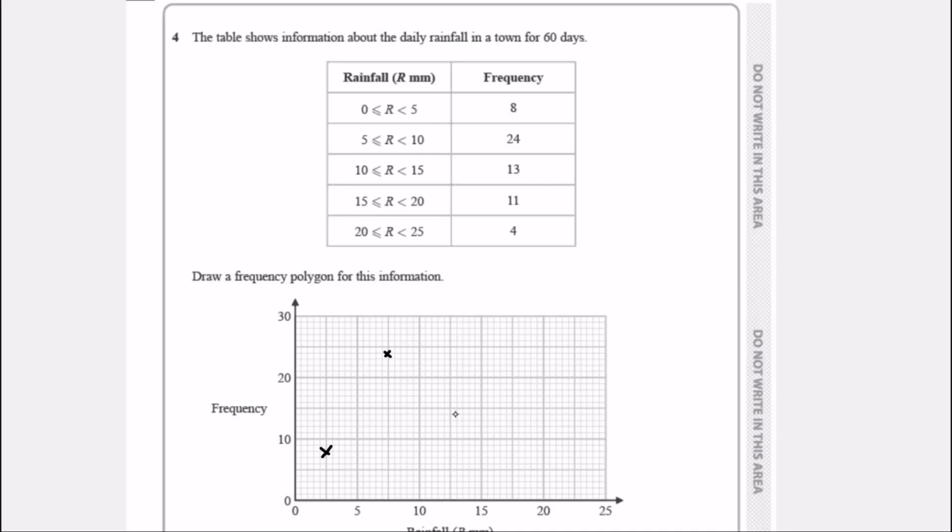12.5, 13. 17.5, 11. And 22.5, 4. And then we just join them up with a ruler. So join the points up with a ruler. And that is our frequency polygon.